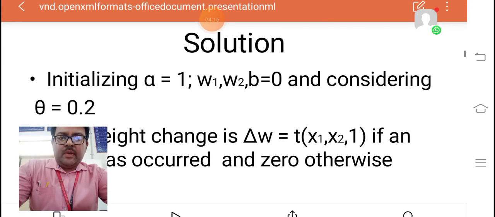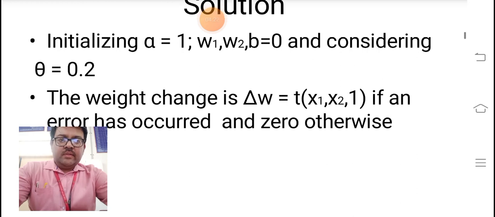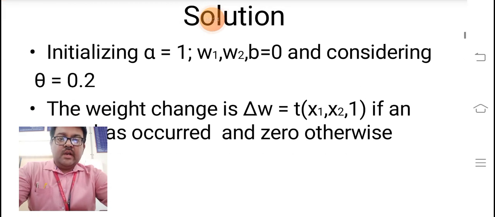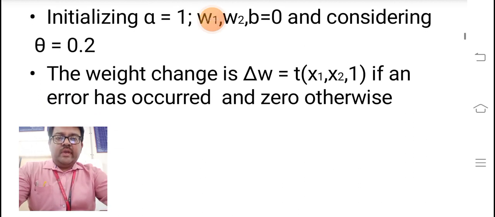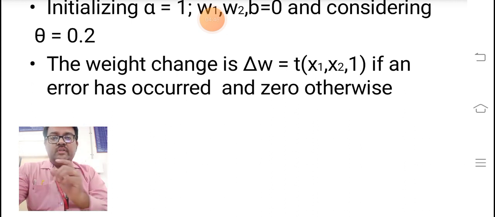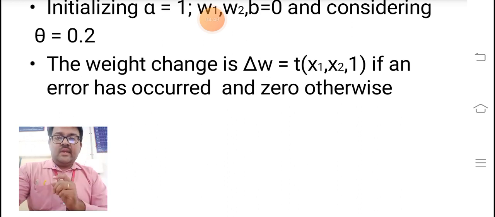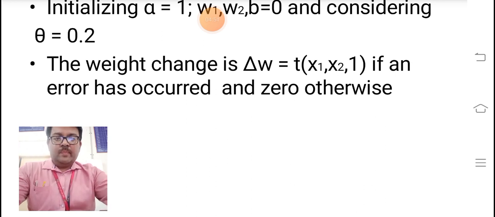Now we will start applying perceptron for the AND function. So first we initialize alpha, that is the learning rate. We keep the learning rate alpha as 1, w1, w2, b equal to 0, and consider theta as 0.2. And the weight change delta w is target times the input x1, x2, and bias. The weight change delta w occurs if there is an error, that is, if output is not equal to target, then we have to do the delta w change, otherwise delta w remains 0.